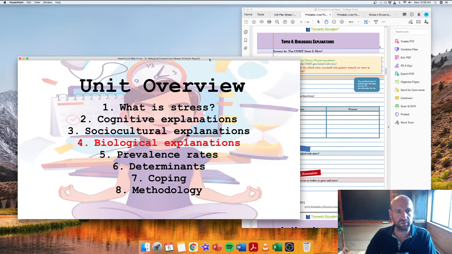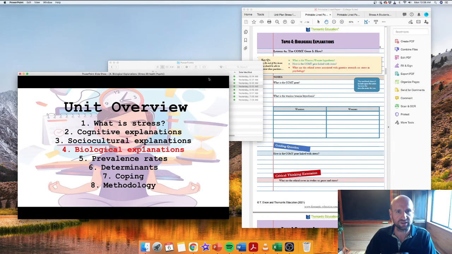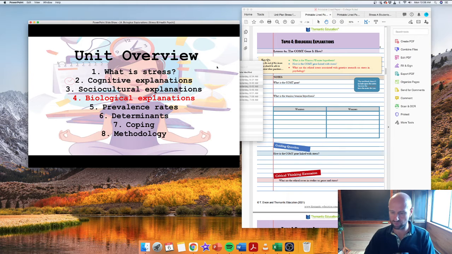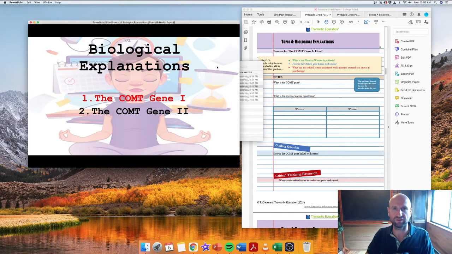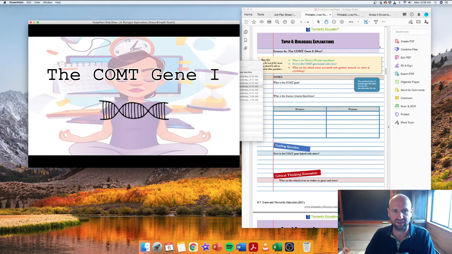Right, we get into the biological explanations. So we can see we've covered cognitive, social, cultural, and biological. And the biological, we're focusing on genetics. And then we're going to end with the biopsychosocial model that is not actually, that falls into the determinants topic, but you can see they're all interrelated anyway.